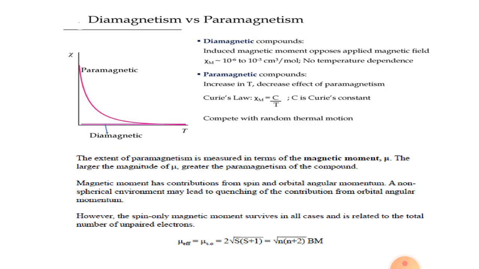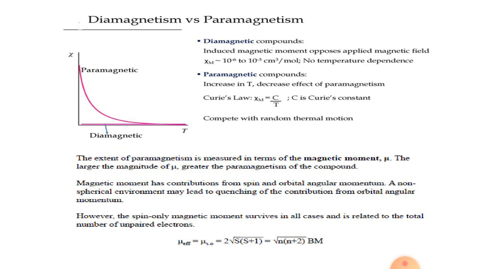That is diamagnetism and paramagnetism. For diamagnetic compounds, the induced magnetic moment is around 10 to the power minus 2 to 10 to the power minus 6 per mole. There is no temperature dependence for the diamagnetic compounds. In the case of paramagnetic compounds, the magnetic susceptibility increases with the decrease of the temperature, and it depends upon the temperature. To explain the paramagnetic behavior, there is a law, Curie law, that explains the magnetic susceptibility.